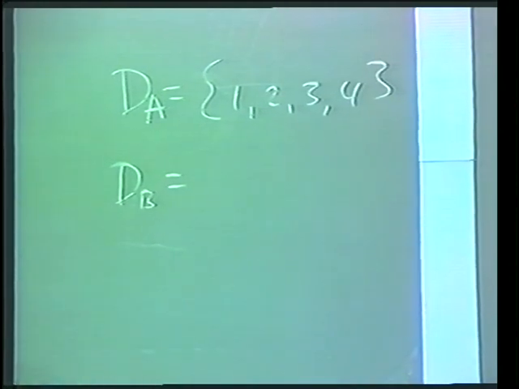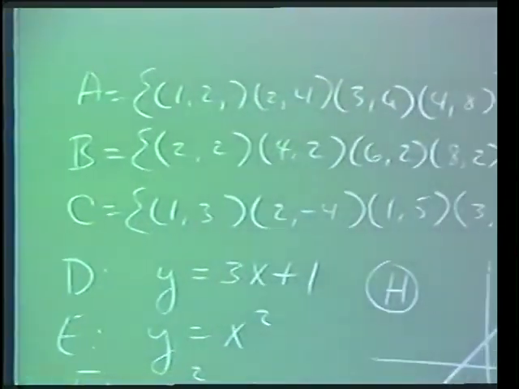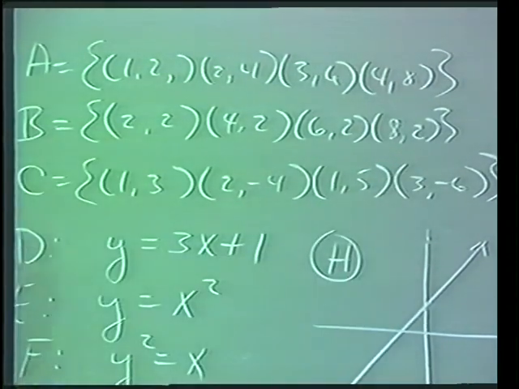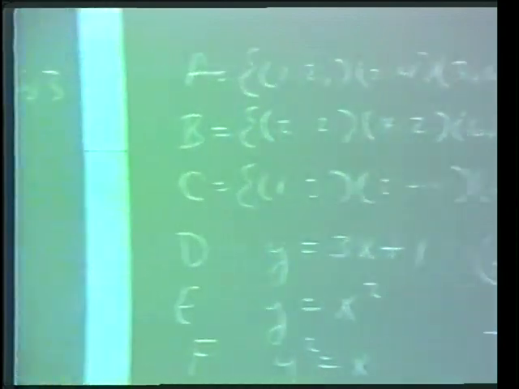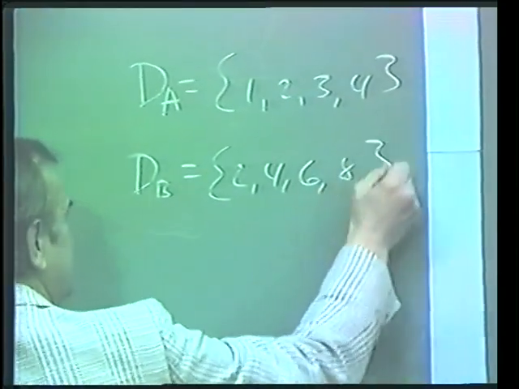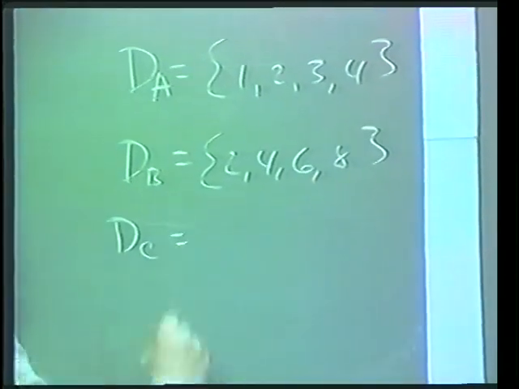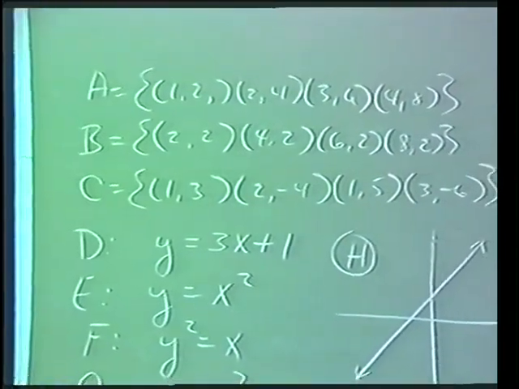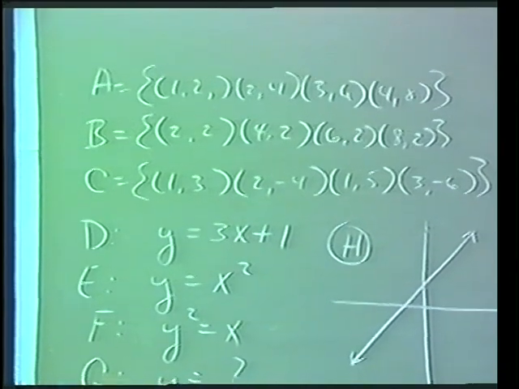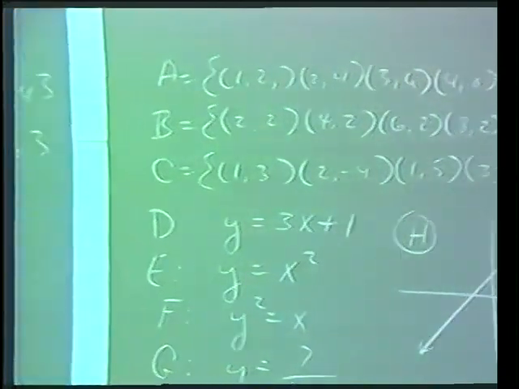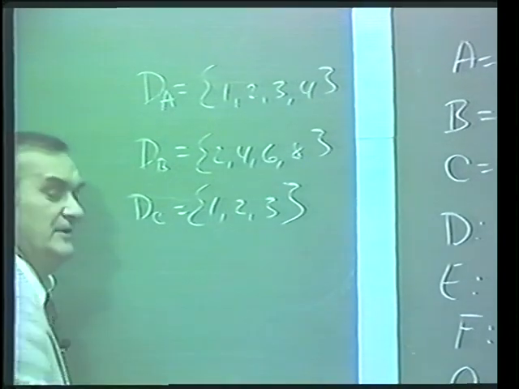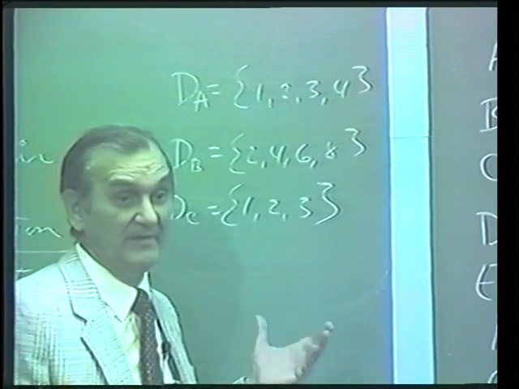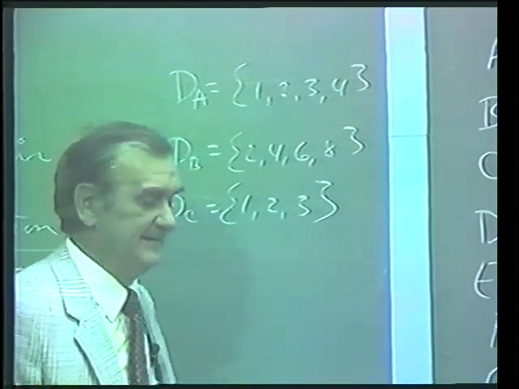Domain of B. 2, 4, 6, 8. That's it. Domain of C. Karen? 1, 2, 1, 3. Okay. 1, 2, 3. Right. We're not asking how many times you used a number. We just want to know what numbers you used. So it's 1, 2, 3. That's all the numbers we used for set C.